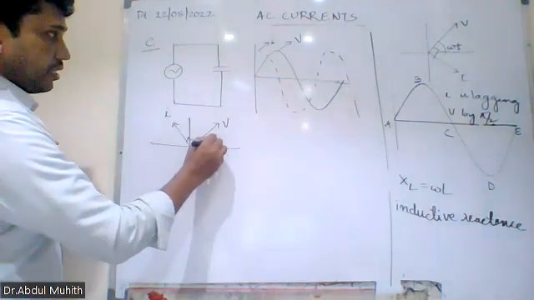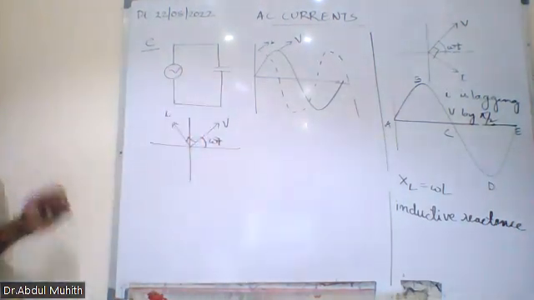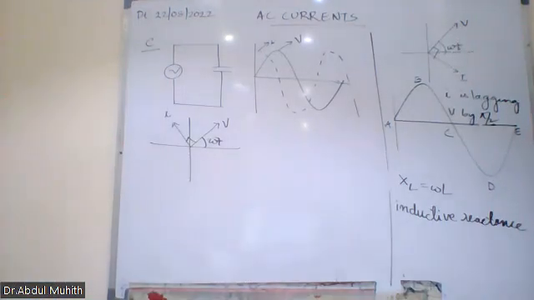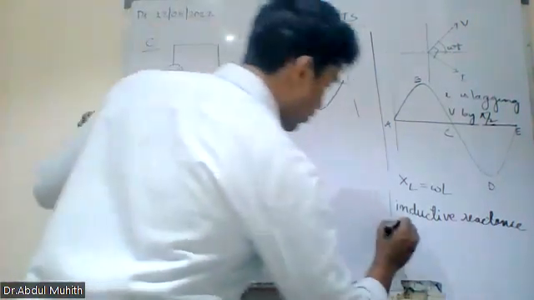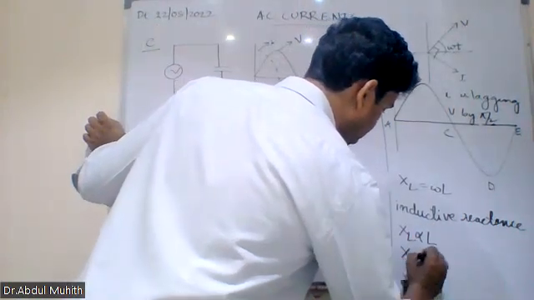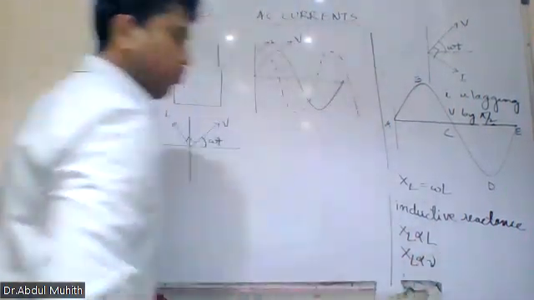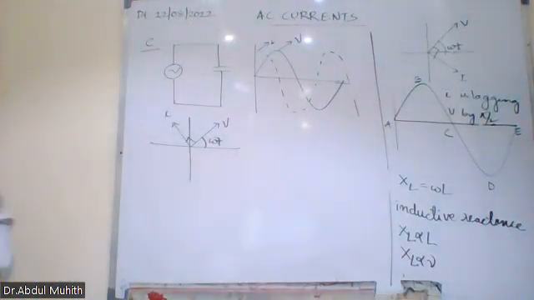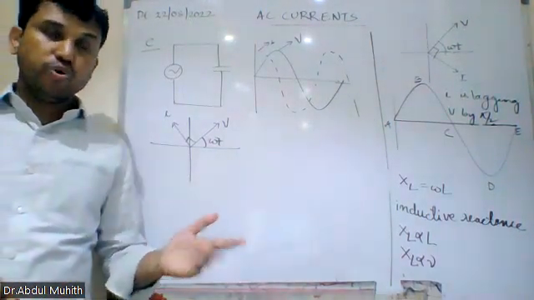Is this clear? So if you draw this, it is a phasor diagram, and this is the waveform. Here we have one more thing. We can write XL is directly proportional to L, and XL is directly proportional to the frequency. It means the more the inductance, the more the reactance. The more the frequency, the more the reactance.